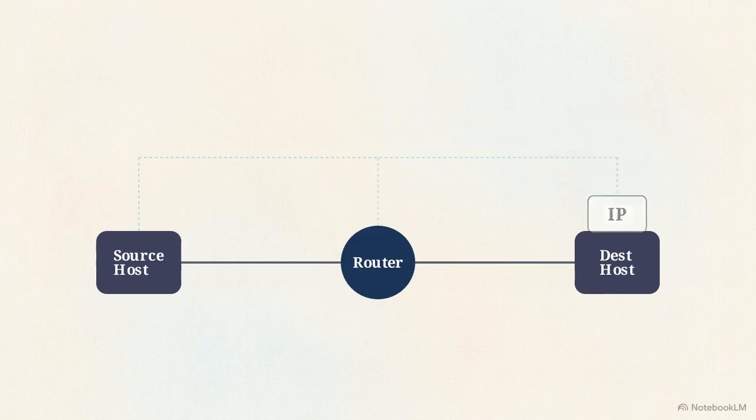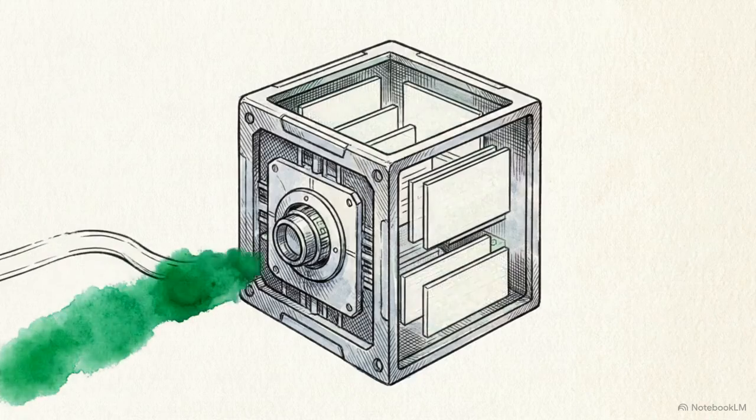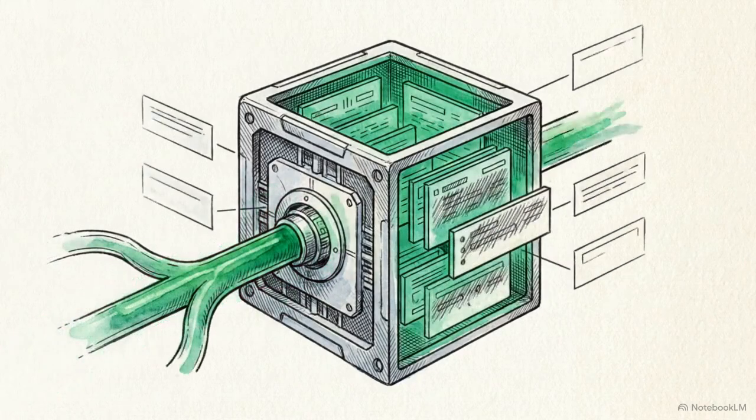There is a trade-off in the original ARP design. It operates on absolute trust. When an ARP reply arrives, a host assumes it is legitimate and updates its table without verifying the sender. A threat actor can exploit this through ARP spoofing.